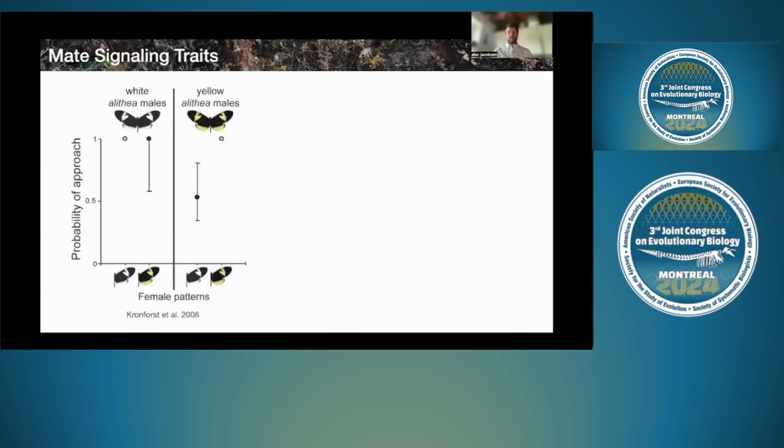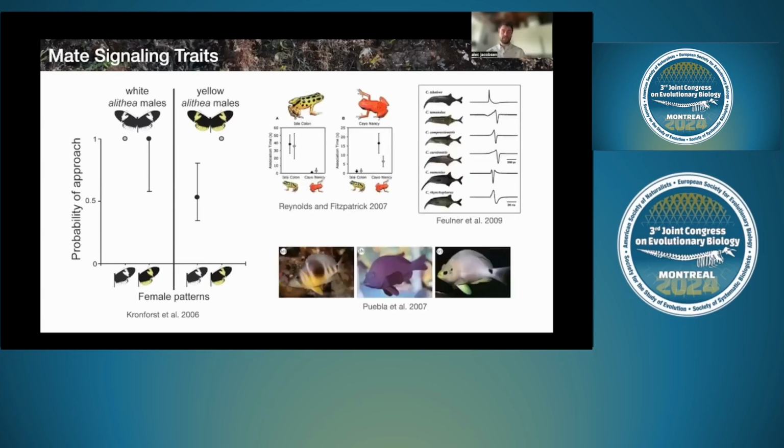Classically, mate signaling traits have been used to look for evidence of magic traits, with one of the most famous examples being in the Heliconius butterflies, where the wing color plays a role in Mullerian mimicry, while also serving to signal to potential mates that this is a member of the same species. However, similar examples have been found in poison dart frogs, or the African weakly electric fish, which use electrical pulses to find prey and also find potential mates, or in these coral reef hermits, which use coloration to find mates, but also use it for camouflage.